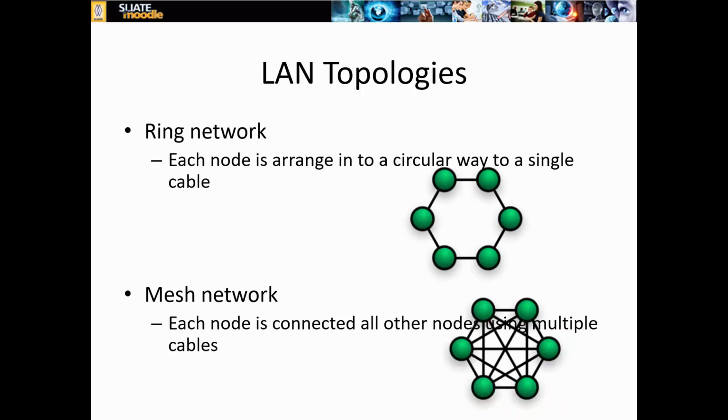And here we have ring and mesh networks. When we talk about the ring network, it is arranged as a ring, in a circular way, connected to a single cable. In a mesh network, each node is connected to all the other nodes using multiple cables. So one device has multiple connections. Even if one connection is lost, there are other options to connect with other devices.